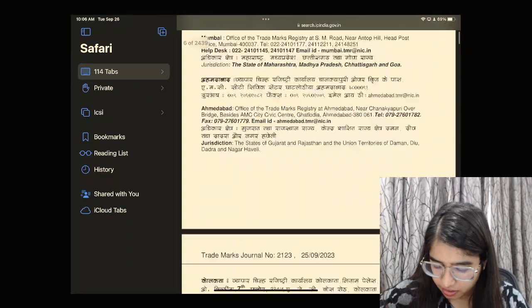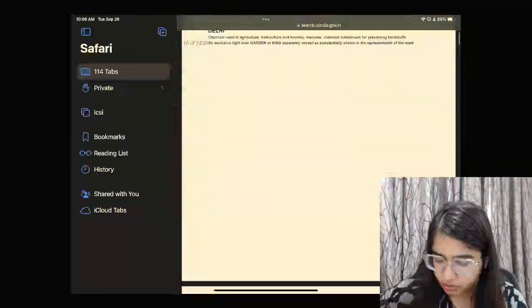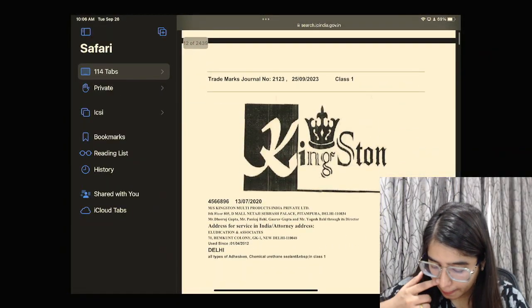क्या है ये? भगवान, छोड़ो इसको. अच्छा, ये रहा.